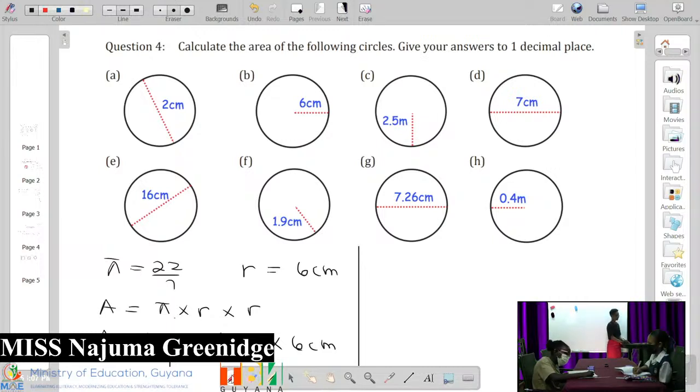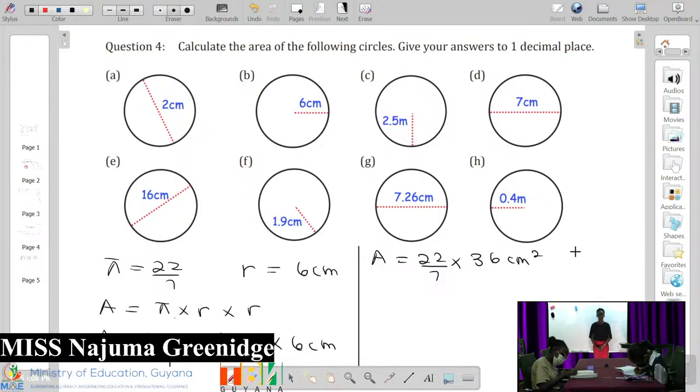Alright, so A is equal to 22 over 7. Here we have 6 times 6, 36 cm square. And so you can multiply out. So you need to multiply 22 by 36 and then you can divide the result by 7. So that would be easier to do right now, depends on how you look at it. Alright? You getting it?